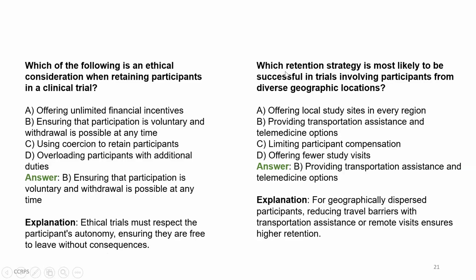Question 4. Which retention strategy is most likely to be successful in trials involving participants from diverse geographical locations? Answer would be B, the most appropriate answer, providing transportation assistance and telemedicine options. As for geographically dispersed participants, reducing travel barriers with transportation assistance or remote visits ensures higher retention.